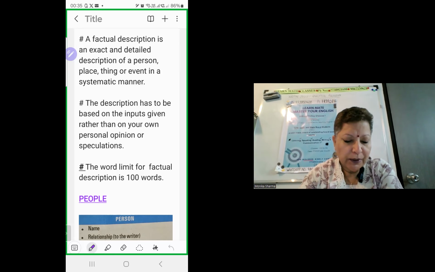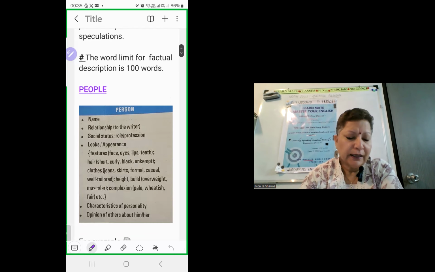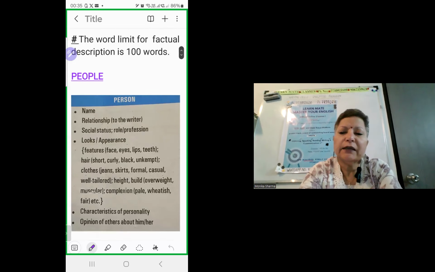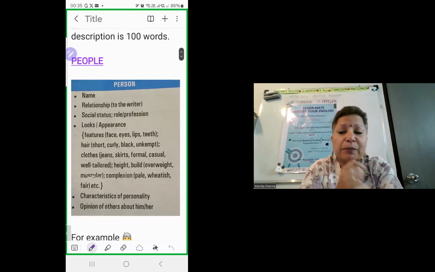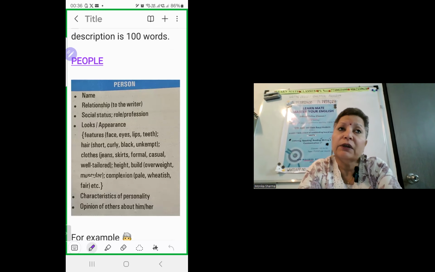So now let's talk about people. If you can see on the screen here, when you're asked to describe a person, obviously if you've been given a particular name, you have to speak about his name. Relationship to the writer, if it's someone who is just a relation of yours, like could be a mother, father, a gardener, a librarian, or something like that.